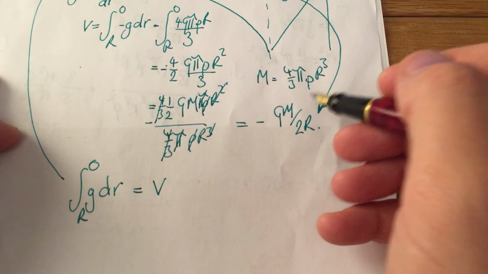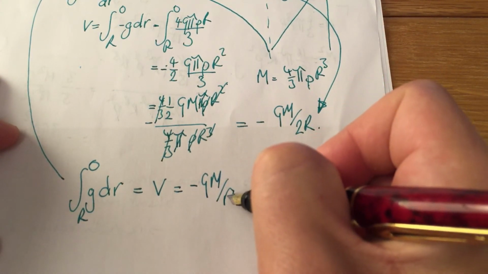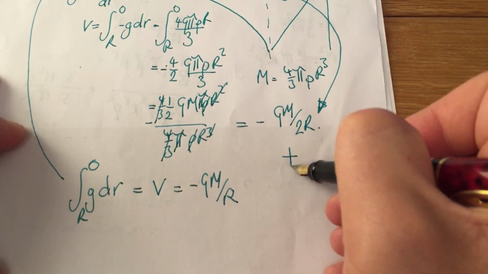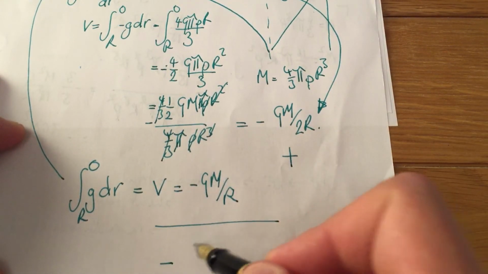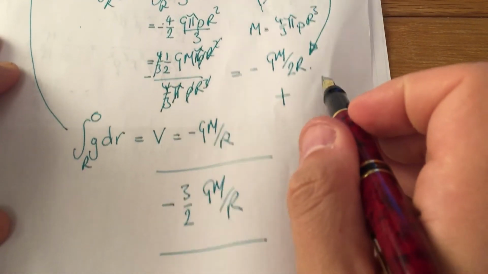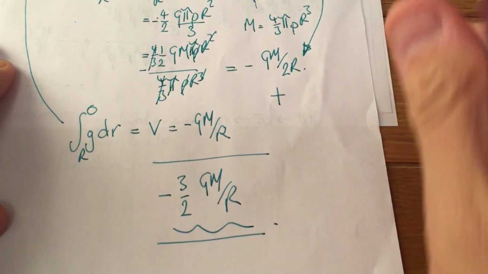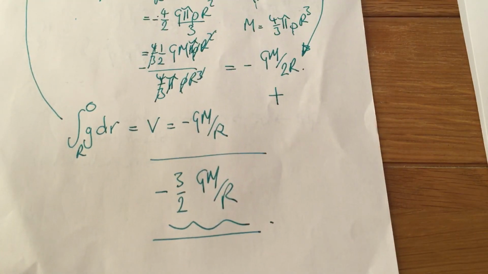Good. Which is, we all know, minus GM over r. So really, the addition of those two will give me the potential, which is going to be minus 3 over 2 GM over r. That is our final answer to that. Okay, hope that makes sense.